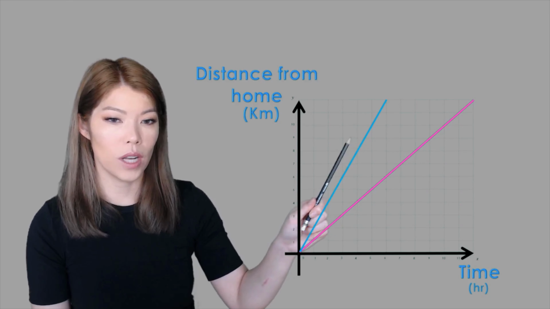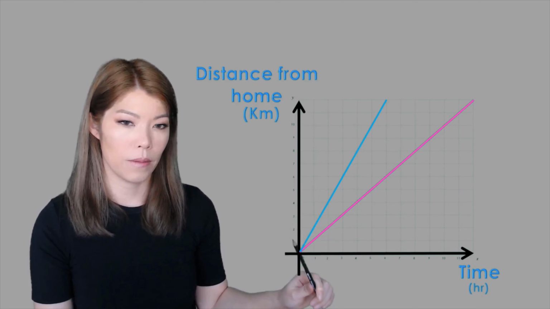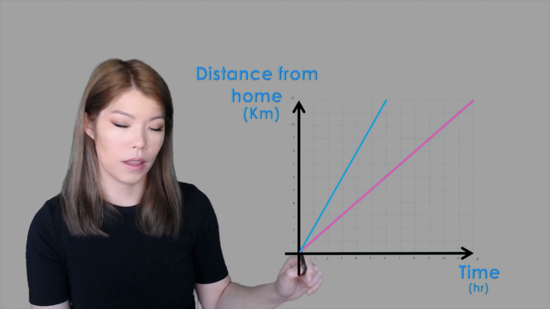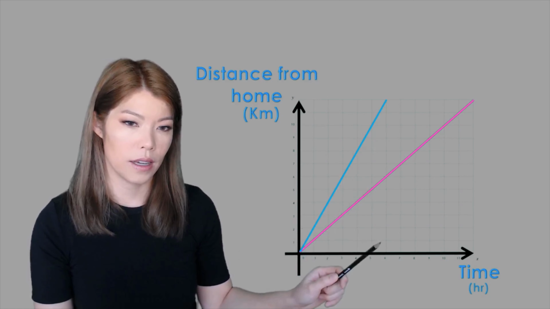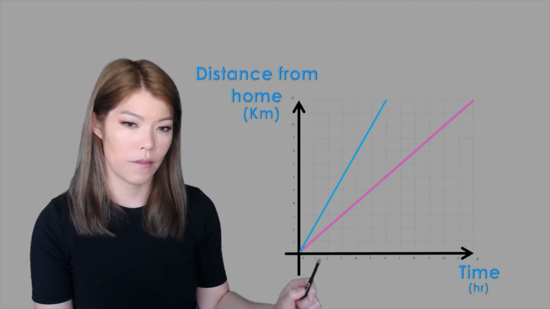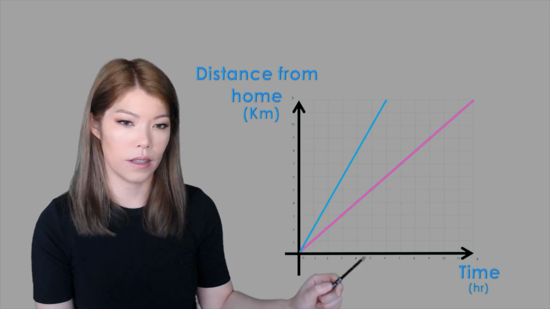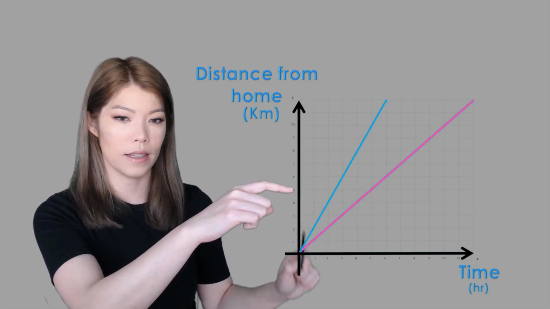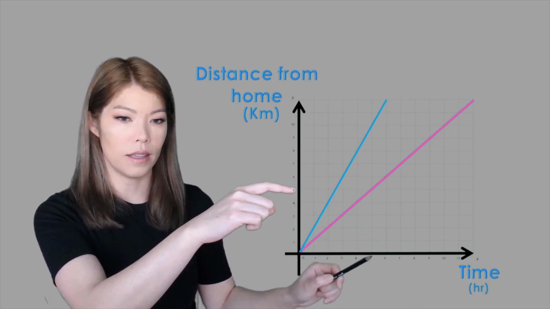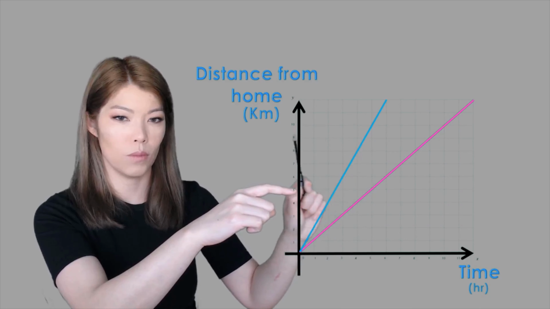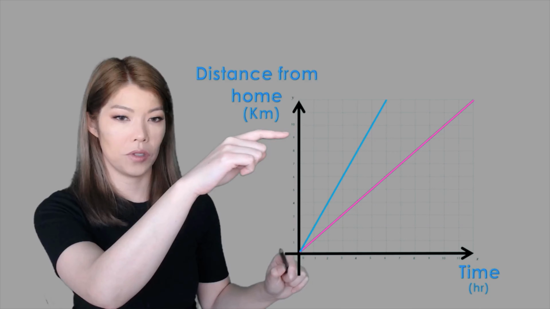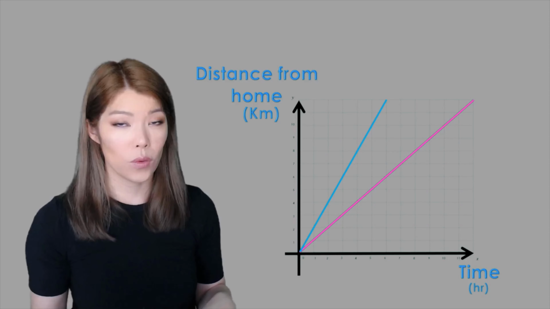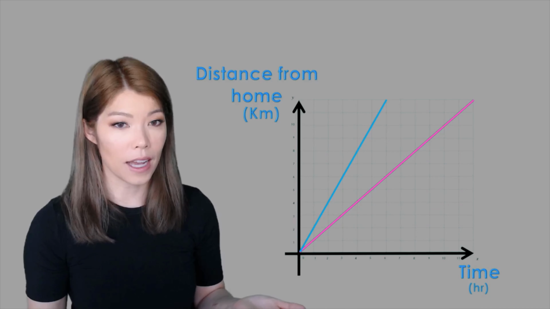What about this blue line here? Let's compare them. This one is also moving away from home, but the blue line is showing that, let's say at this time here, the pink has only moved this amount of distance, whereas at this time, the blue has moved that amount of distance. So after some time, the blue has moved more distance. In other words, the blue is moving faster.